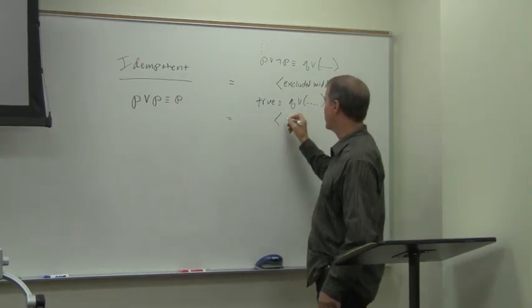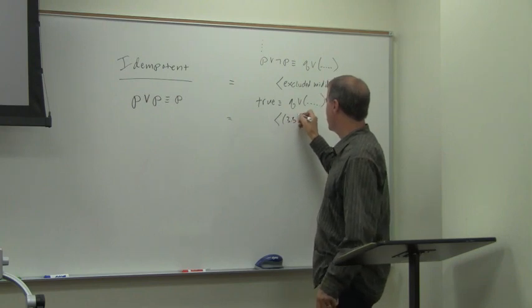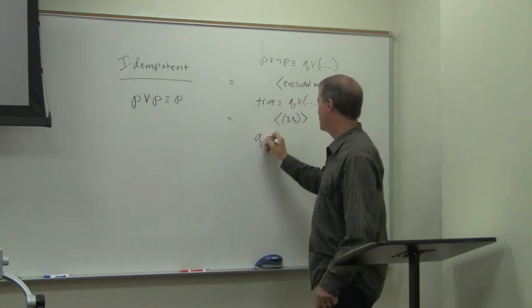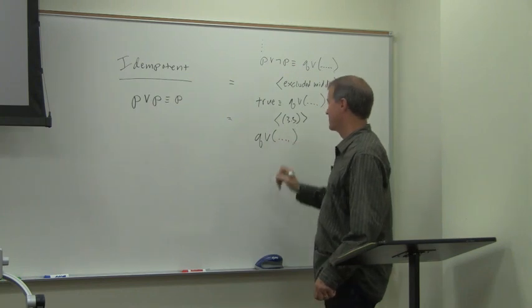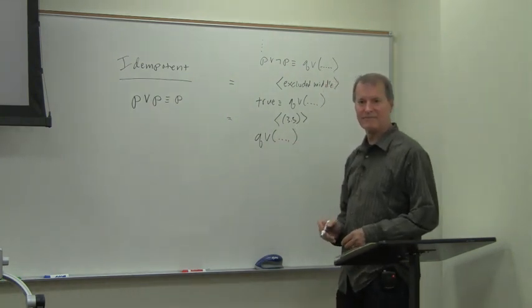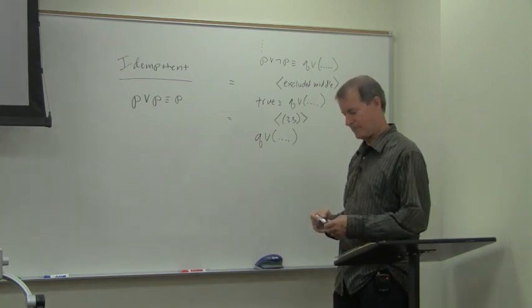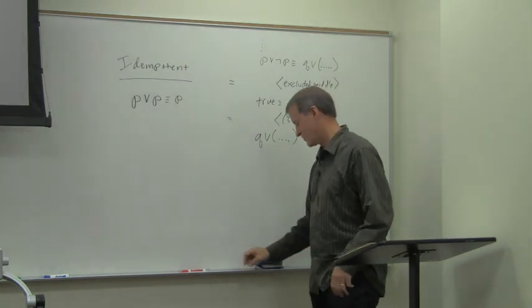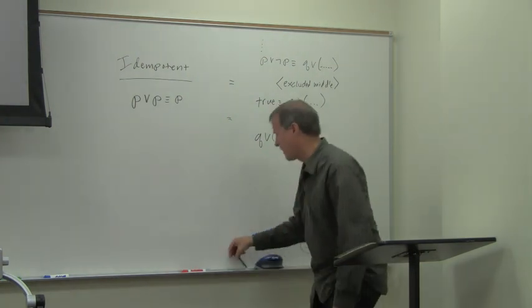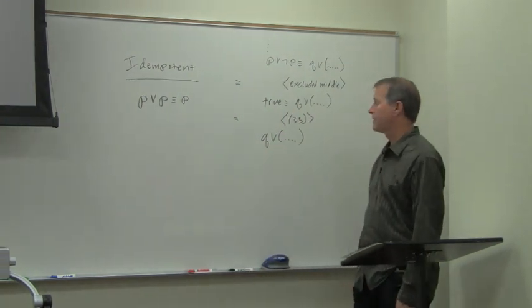So you could say by 3.3, q or blah blah blah blah. Does everybody see how to use the excluded middle there? Yeah. And you can just prove P or not P using a truth table.